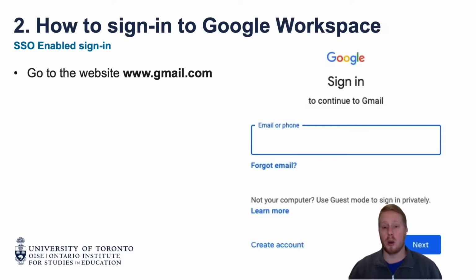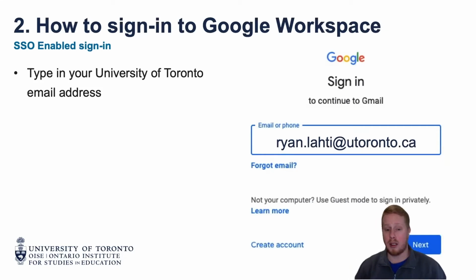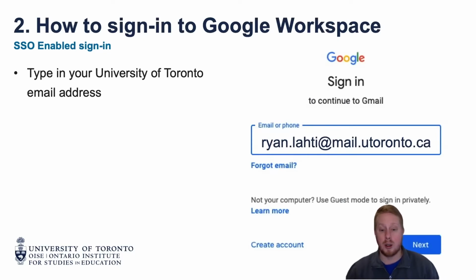So if you are going to sign in to the OISE version of Google, you're just going to head over to gmail.com and type in your email address. So for me, mine's ryan.lottie@utoronto.ca. That's my university email address. For you, it might have a mail.utoronto.ca or something along those lines.